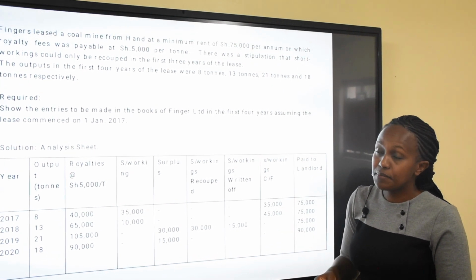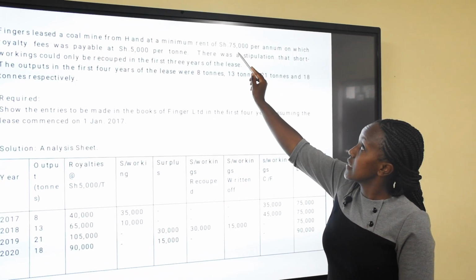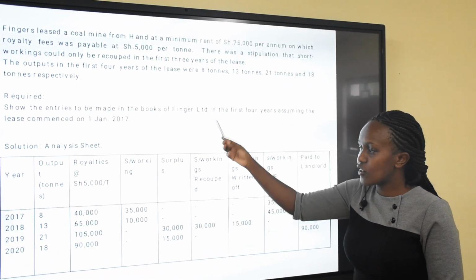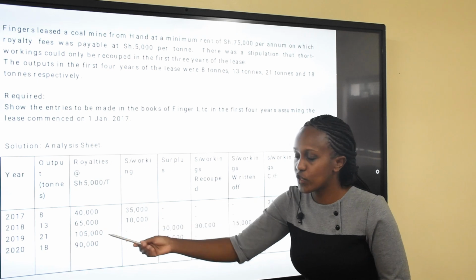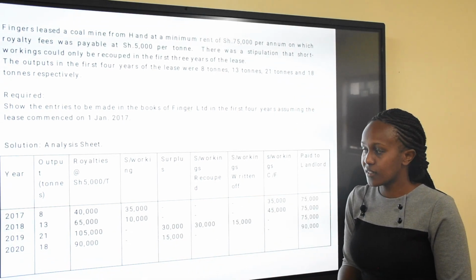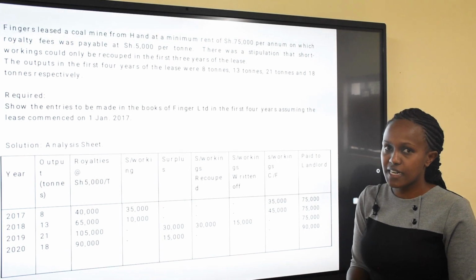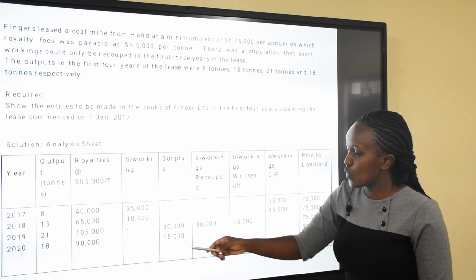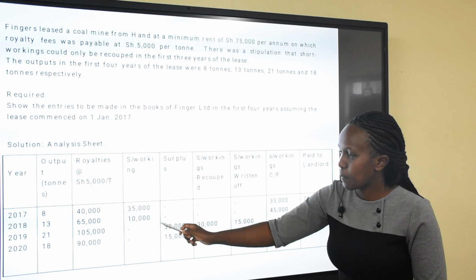In the second year, while the minimum rent is 75,000, the royalty payable according to the production was 65,000. Again, another case of a short working. We were not able to meet the minimum rent. Therefore, we have a short working of 10,000.